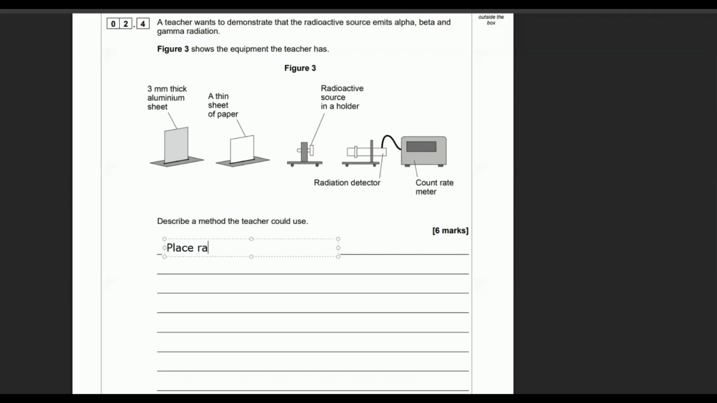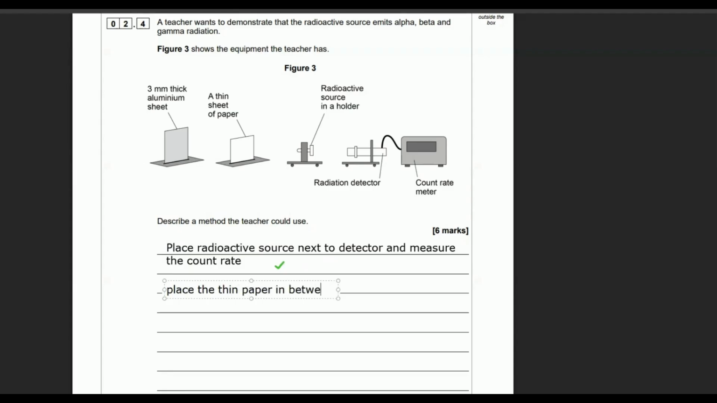So place the radioactive source next to the detector and measure the count rate. So we want to get a measurement of the radiation coming out of the source. After that, place the thin paper in between the detector and the radioactive source at a set distance. Let's do 5 centimeters each time here.